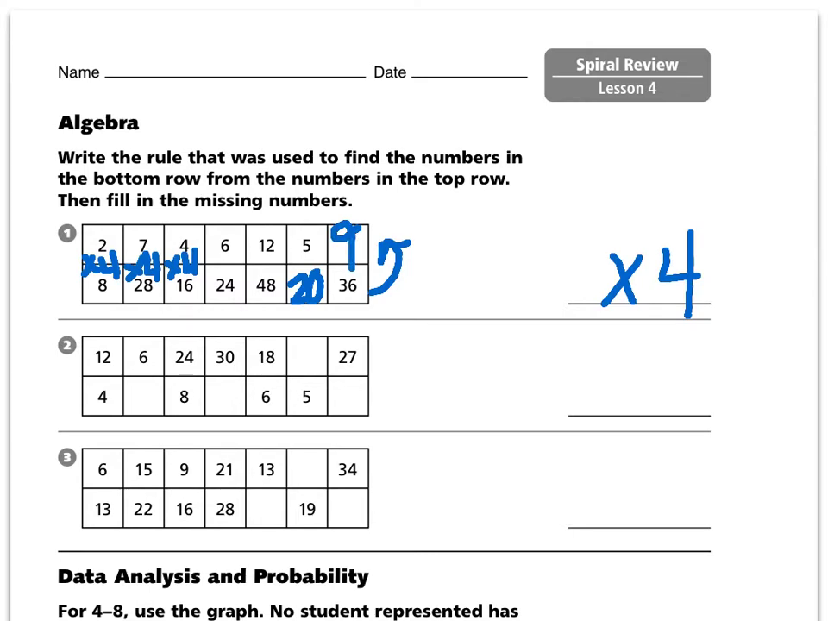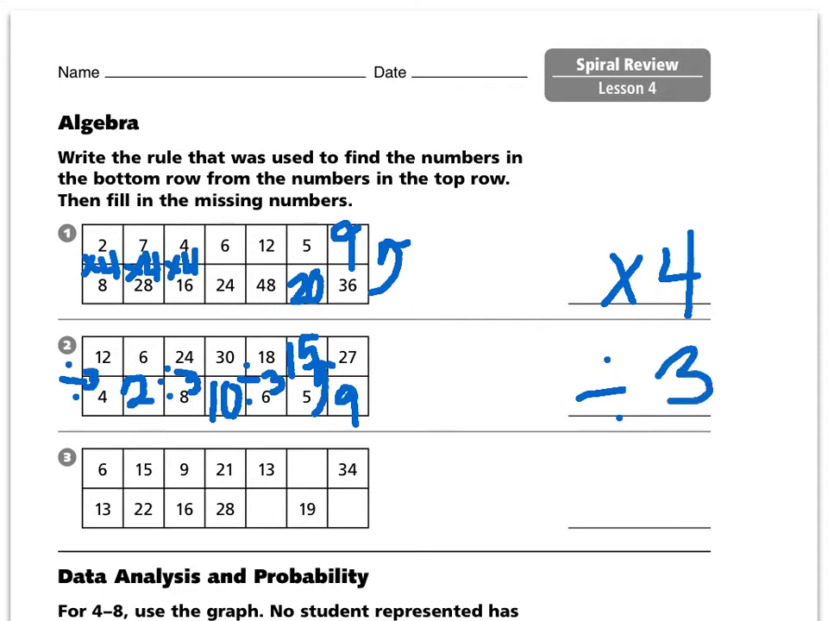In order to get 12 to 4, I can divide by 3. 24 to 8, I divide by 3. 18 to 6, I divide by 3. So I'm going to do 6 divided by 3, and I know that's going to be 2. 30 divided by 3 is 10. In order to work backwards with the 5, I would multiply by 3 and get 15. And 27 divided by 3 is 9. Your rule is divide by 3.